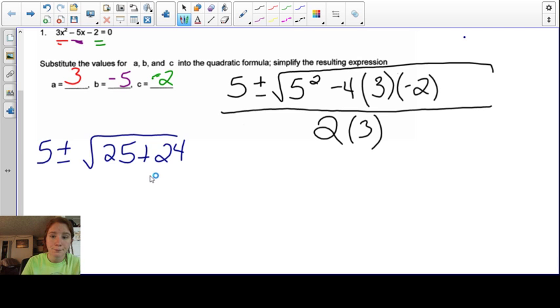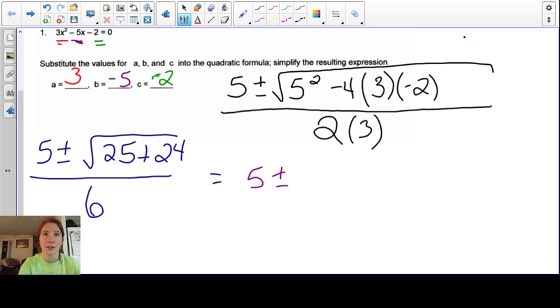That is all still going to be divided by 2 times 3. 2 times 3 gives me 6. Now let's simplify a little bit more. Again, nothing can go on with the 5 yet, so it's going to stay outside. I'm going to go ahead and take 25 plus 24, and I get 49.